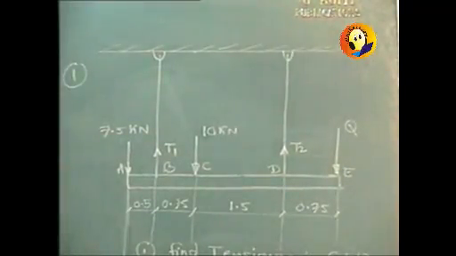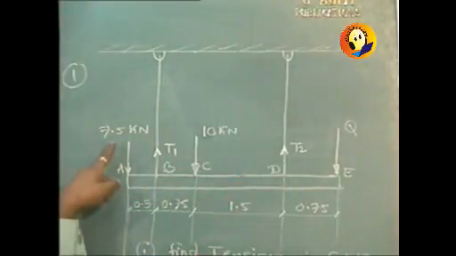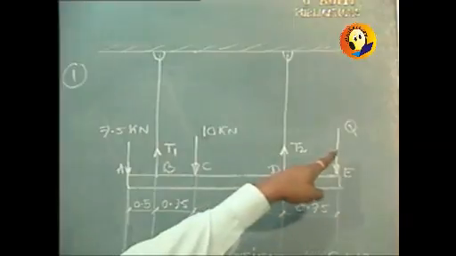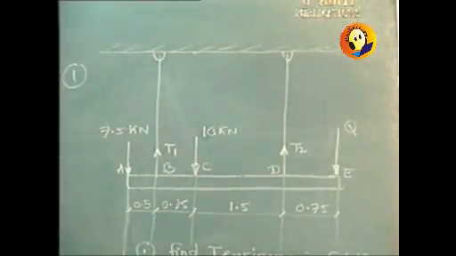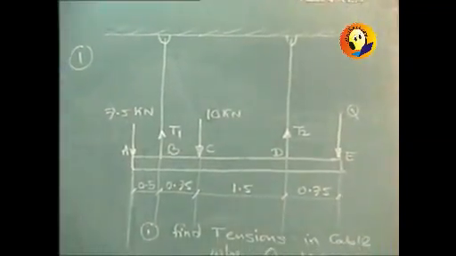Now, to solve this problem, we will have the equations of equilibrium: sigma Fx equal to 0, and you will find that none of the forces is in the horizontal direction. So we proceed to the next equations, sigma Fy equal to 0 and sigma moment equal to 0. Sigma Fy equal to 0 will say that T1 plus T2, both upward, minus 7.5, minus 10, minus Q, and in the first case Q is given as 12 kilonewtons, equal to 0. So we will get one equation in T1 and T2.